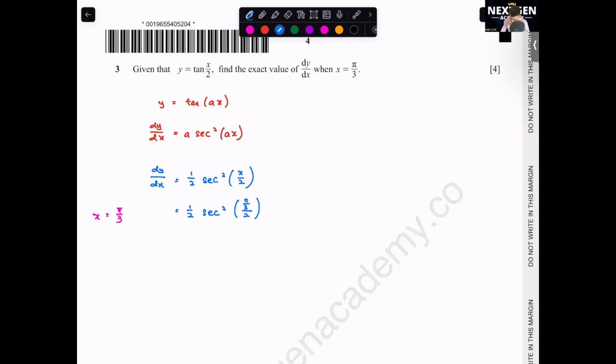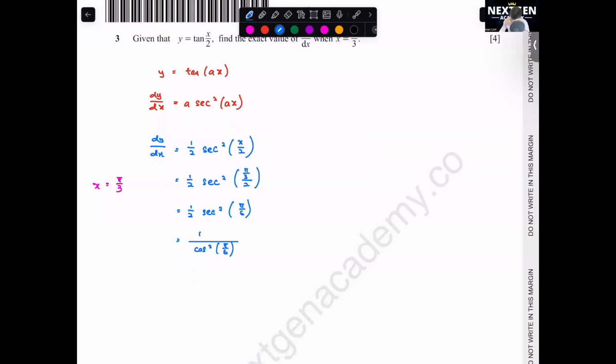Okay, what's pi over 3 over 2? Secant square, you cannot solve it in terms of secant square. You have to change it to cos. So this will become 1 over cos square pi over 6. Okay, how to write cos square pi over 6? Remember, you're not going to type cos square pi over 6 into the calculator. You have to do cos pi over 6, then you square it. Okay, what is cos pi over 6 first?